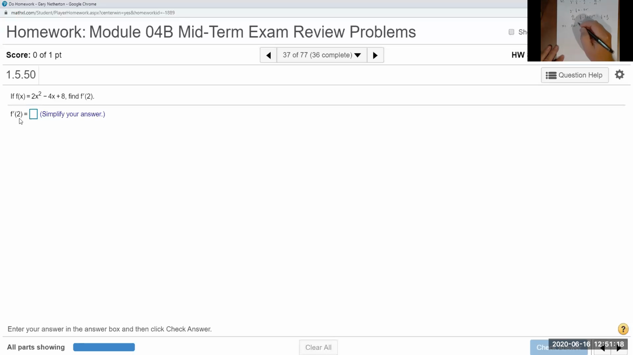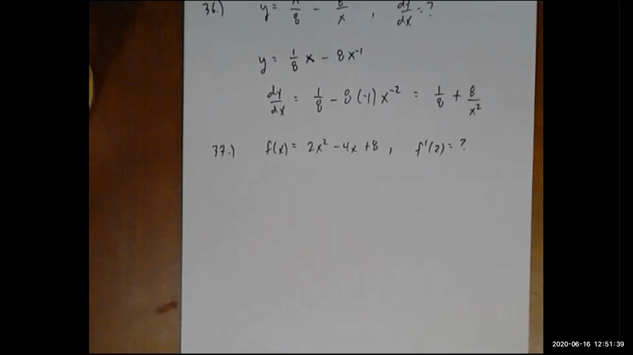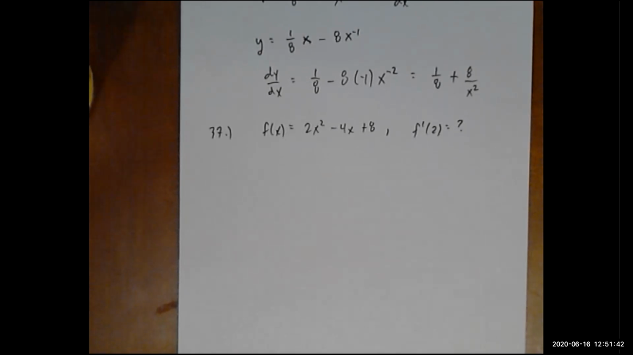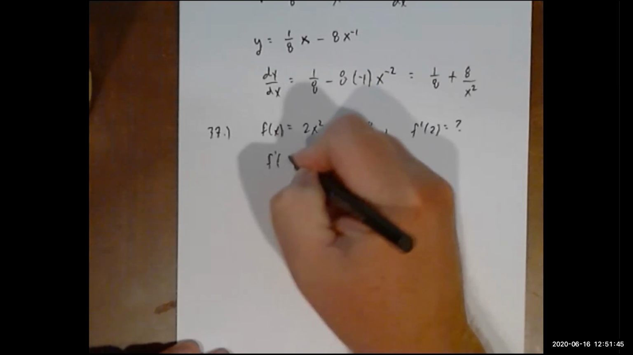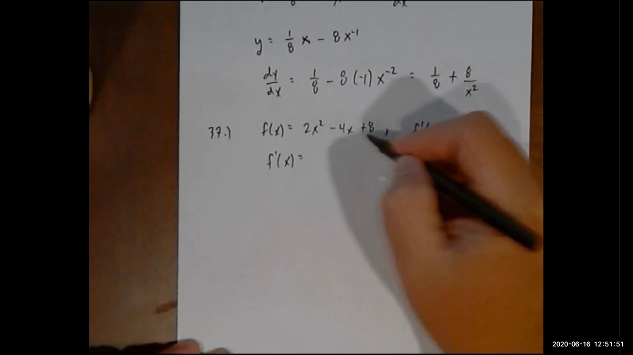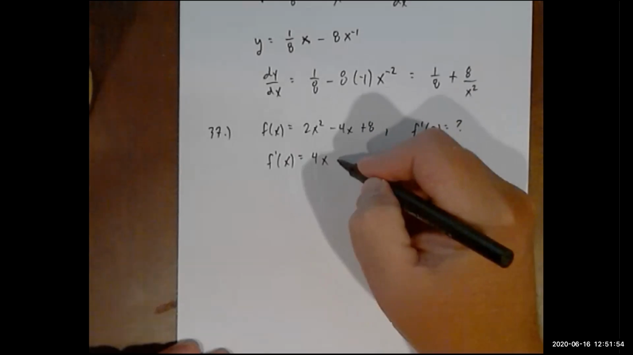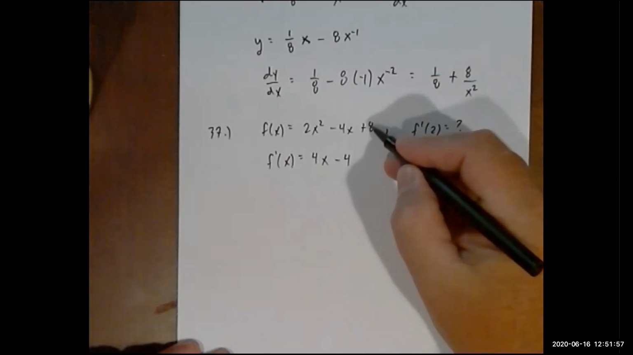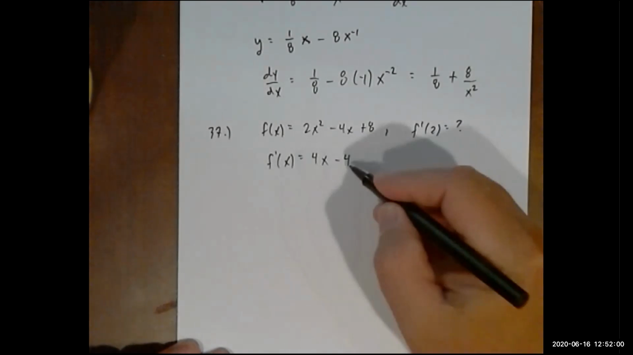So f of x equals 2x squared minus 4x plus 8. And they're asking for the first derivative when x equals 2. Here's the problem for 37. First step is find the first derivative. 3 terms, I can apply the power rule to all these. Pretty straightforward. 4x minus 4, derivative of 8 is just 0. So that's the first derivative.